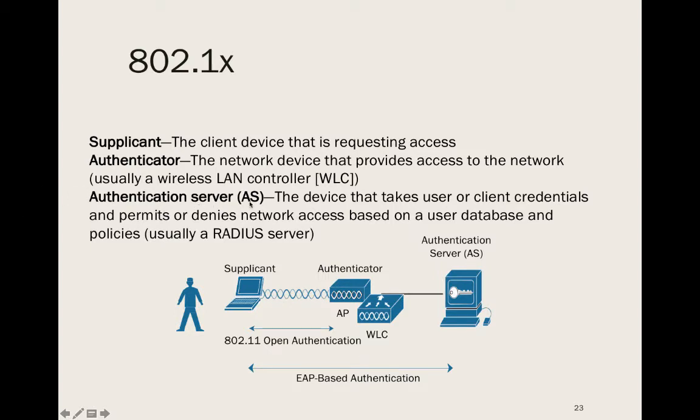Then there is the authentication server, or AS, the device that takes user or client credentials and permits or denies network access based on the username credentials in the database and the policy set for that user. Usually we use a RADIUS server for that, and the whole thing is EAP-based authentication. As I said, the part between the client and access point can be open, but when they want to access any data or transmit any data, then authentication is required, which is stronger than open or WEP.